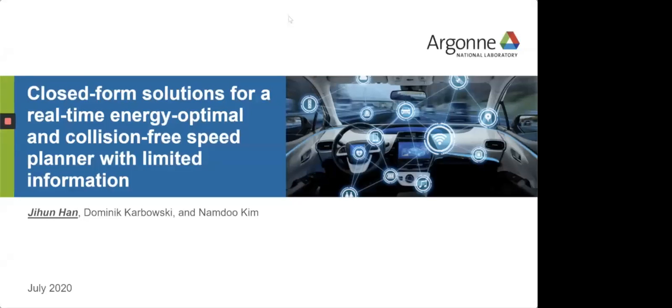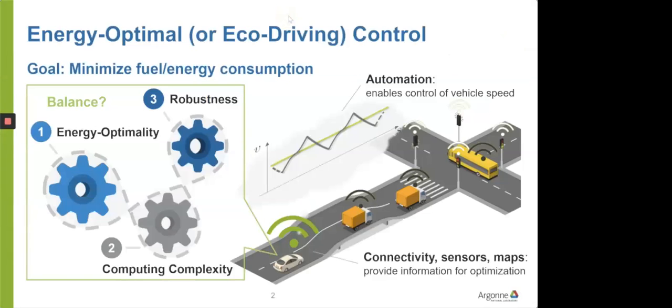Hello, my name is Jiun Han from the Argonne National Lab. Today I want to talk about a real-time energy optimal speed planner and its energy impact. Eco-driving control aims to minimize fuel or energy consumption by controlling the speed through automation and connectivity technology.